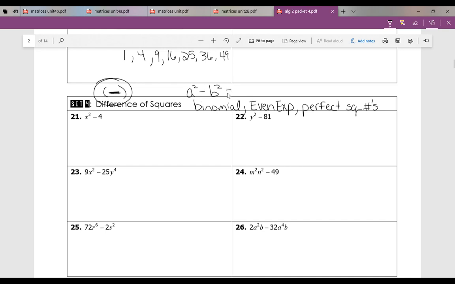So the way this factors is you will get a plus b and a minus b every time. One plus, one minus.